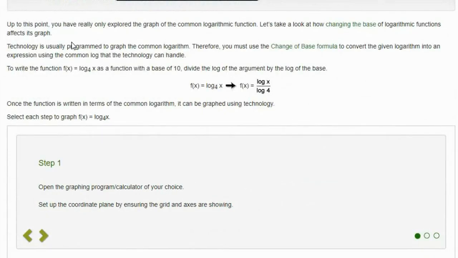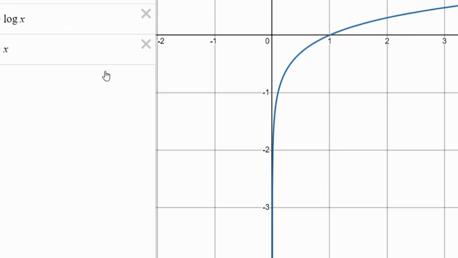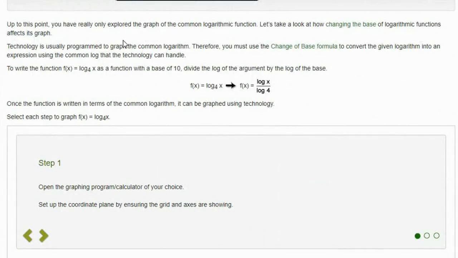So up to this point, we've really only explored the graph of the common log, which is base 10. So let's look at how changing the base of log functions affects its graph. Technology is usually programmed to just graph the common log. Desmos does give us an option to put in a different base, but let's act like it didn't. So any graphing that you're doing, you could do this without having to worry about whether or not it'll let you do a different base. Like f of x equals log base 4 of x instead of base 10.